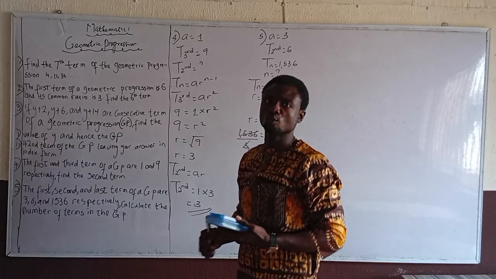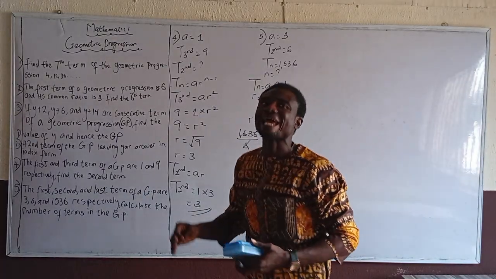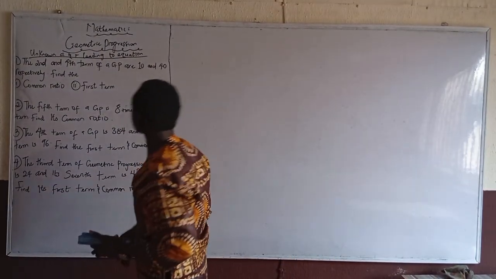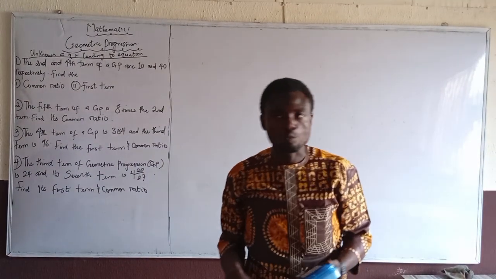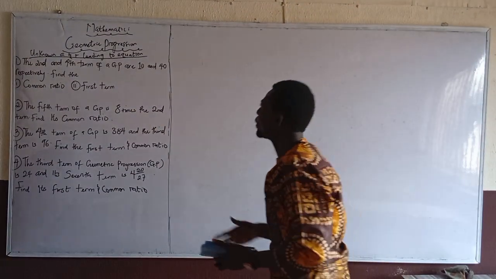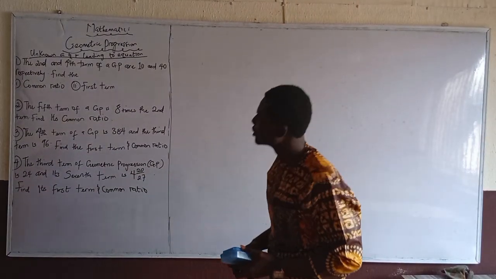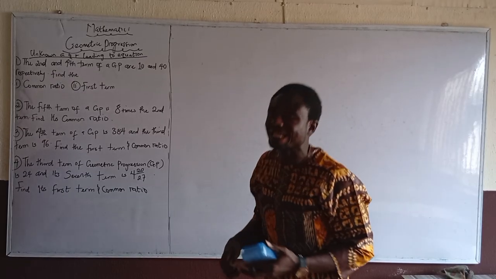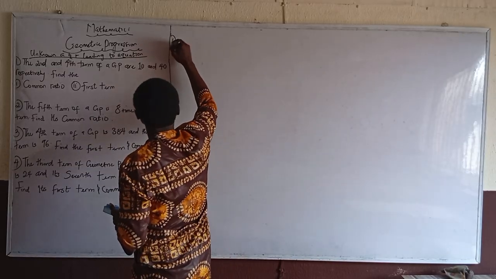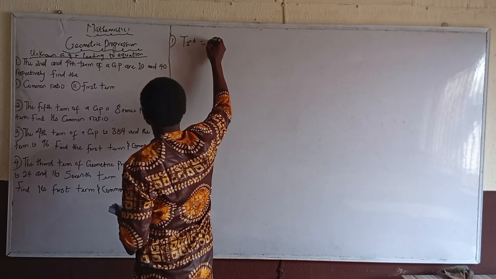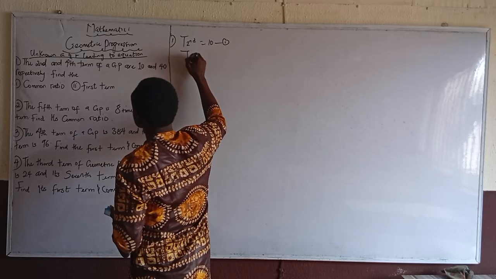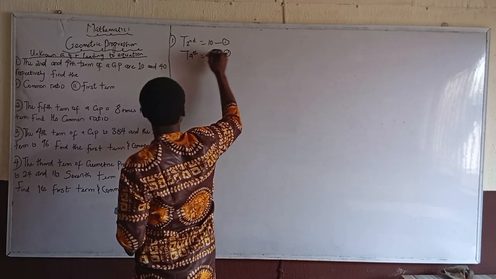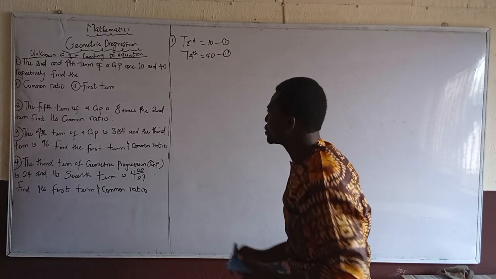So the next question we will see is questions on unknown A and R in GP. So this is unknown A and R leading to equation. We are still under GP. Unknown A and R leading to equation. Now they said the second and fourth term of a GP are 10 and 40 respectively. Second term, T2 is 10, equation 1. T4 is 40, equation 2. Find the common ratio and the first term.